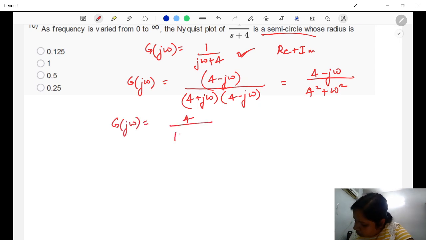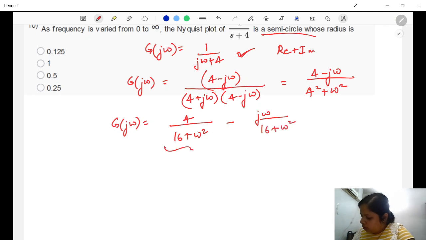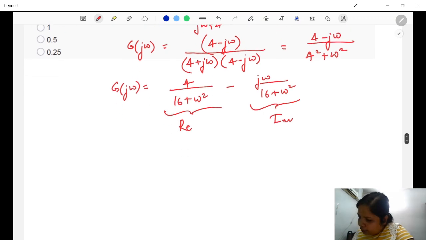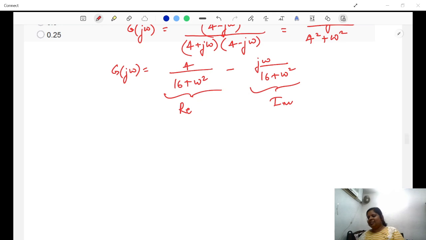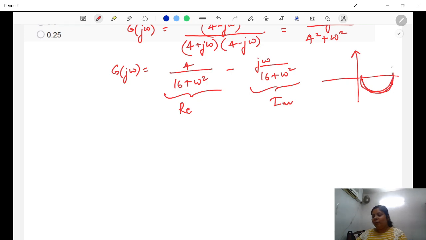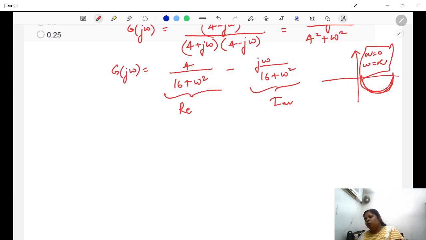4 upon 16 plus omega square minus j omega upon 16 plus omega square. So this is your real part, and this is your imaginary part. Then we want to analyze the Nyquist plot. Since it is already given that it is a semicircle, it would have somewhat this nature. It would cut at omega equal to 0 and omega equal to infinity. This comes with practice. Else you can make the same table that is made in the lecture to figure out what is happening.